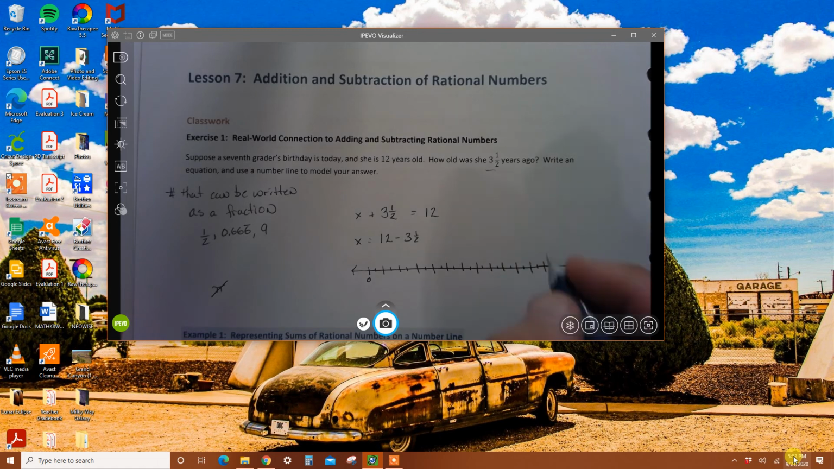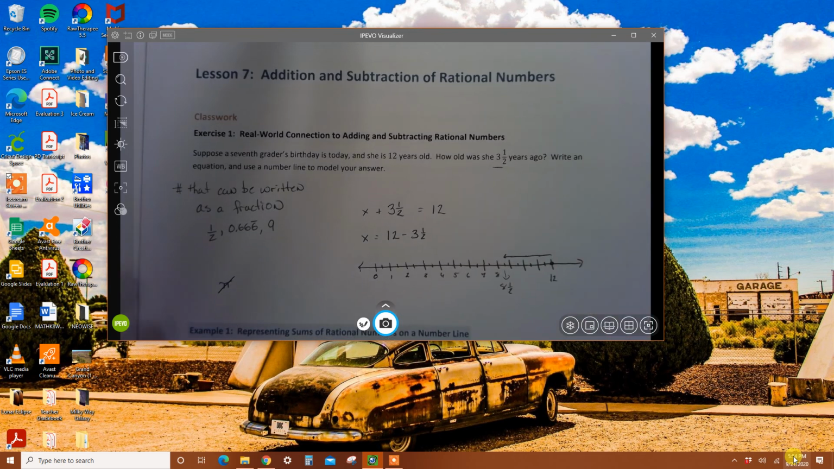So I need to subtract 3.5. Well, here's 12. Okay, so minus 1, minus 2, minus 3, and a half. So let's see, that's 1, 2, 3, 4, 5, 6, 7, 8. She was 8.5 years old. That's how old she was, 8.5. My goodness, that's amazing.